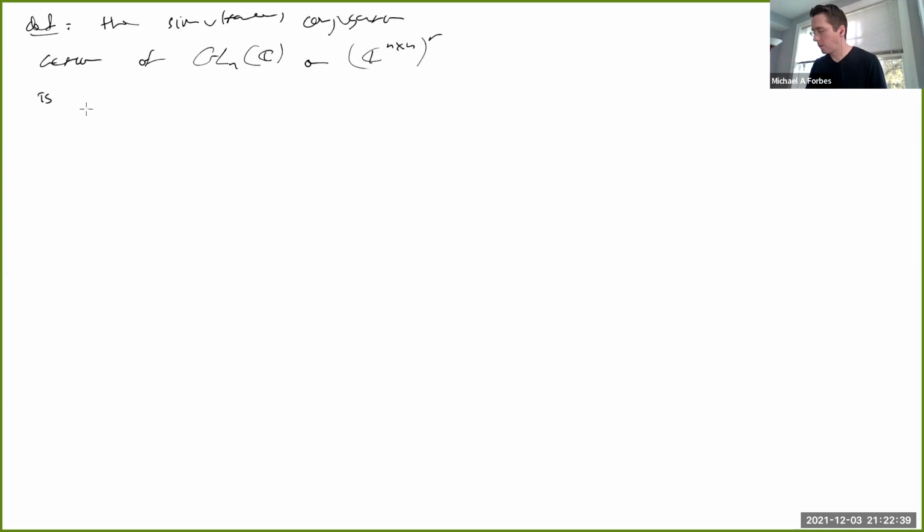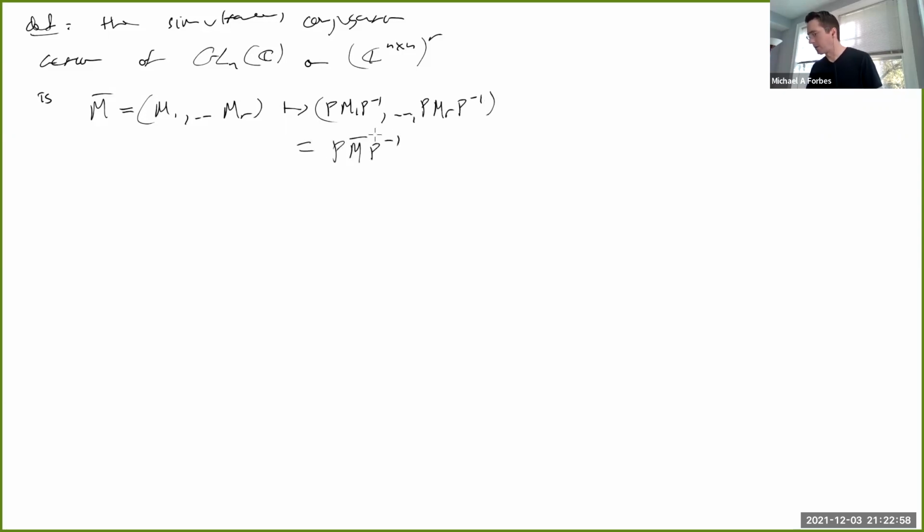What does it look like? Well, you have a tuple M bar, so it's a tuple of matrices, M1 up to MR. It's sent to P M1 P inverse, up to P MR P inverse, which I'll abbreviate as P M P inverse. So I'm basically taking every matrix and simultaneously conjugating it by the same invertible matrix P. What will be some examples here? We have the 2x2 identity matrix. Then P identity P inverse is always just the identity. So that's not super interesting.